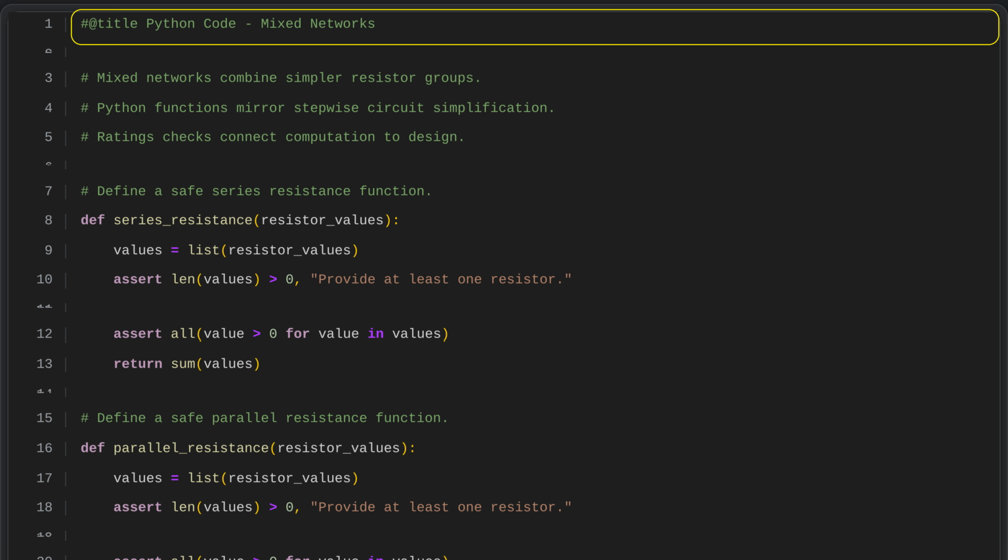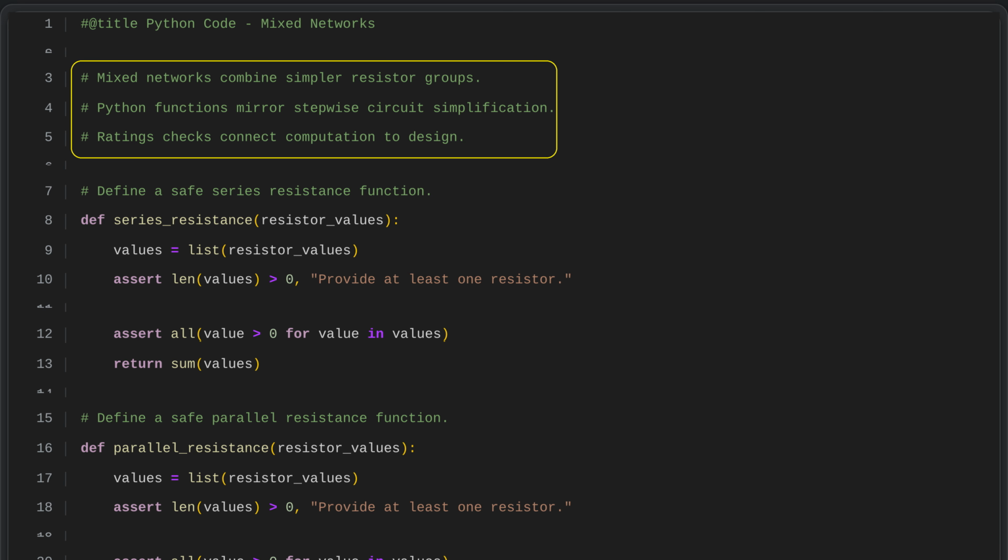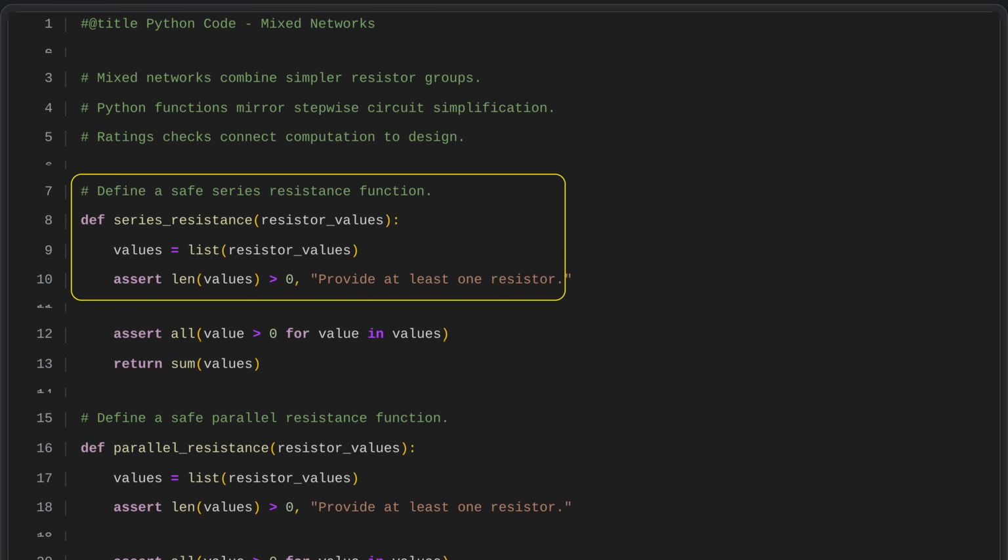Python code. Mixed networks. Mixed resistor networks can be understood by reducing simpler groups step by step. Python functions can model this same simplification process, while rating checks help connect the calculations to practical circuit design.